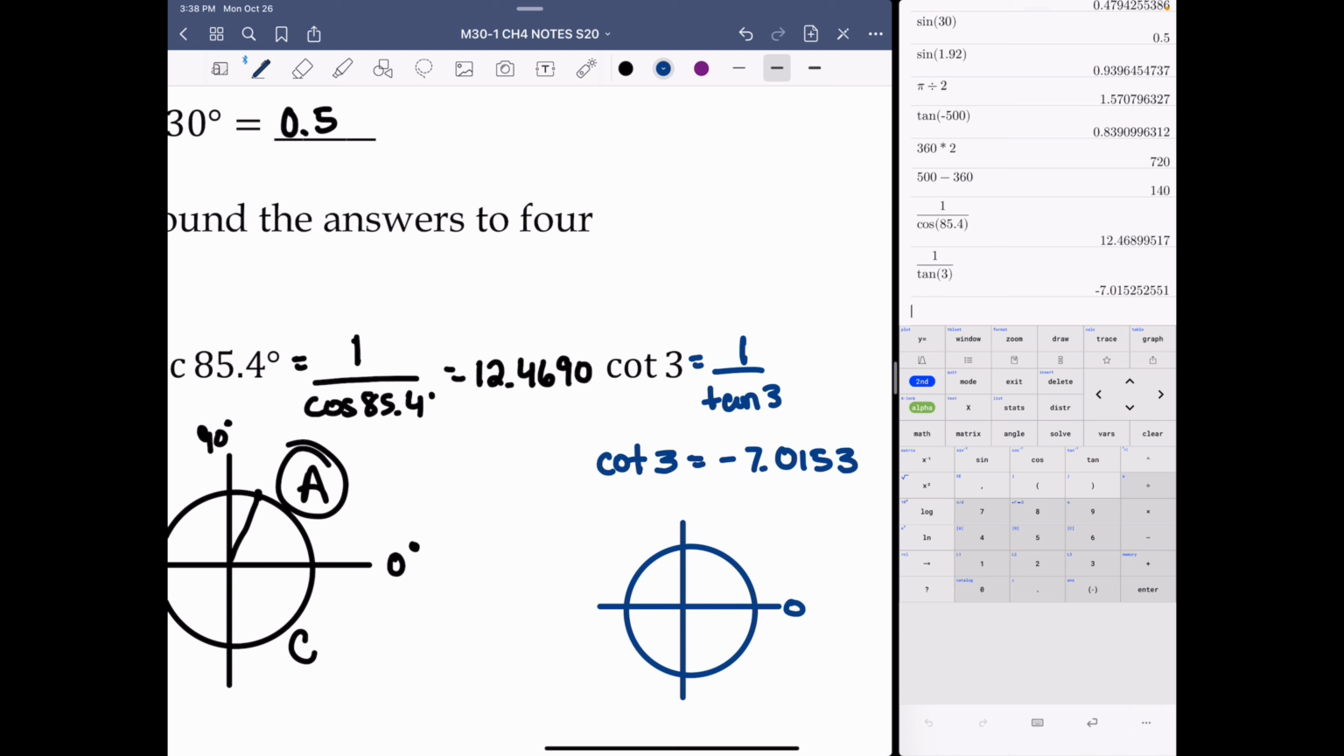This is 0 radians, this is pi radians. Pi is 3.14, so 3 would be a little bit before that, which is in quadrant 2. CAST rule. This tells us that sine is positive and everything else is negative, which means cotan would be negative.